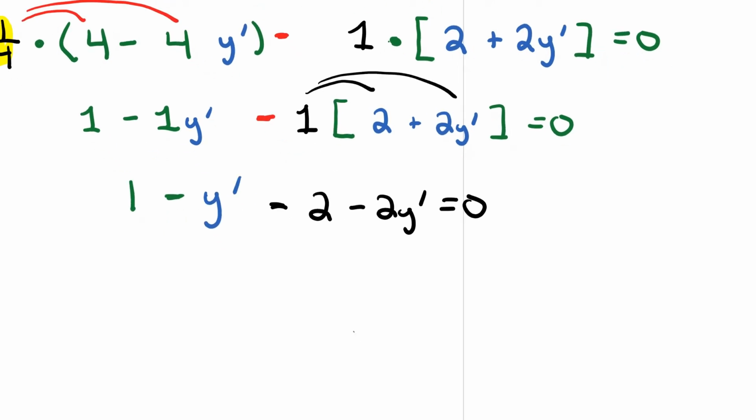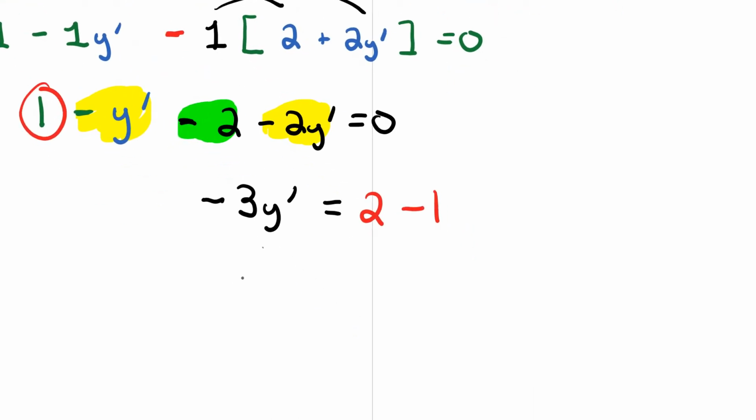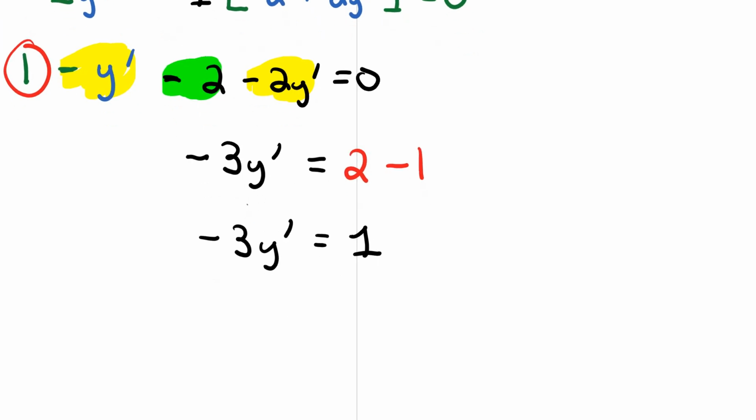Okay, so this is looking pretty good now. I have a negative y prime and a negative 2y prime, so that's going to be negative 3y prime equals 2. And then this negative 2 will come over as a positive 2, and this 1 will come over as a negative 1. And if I keep on going here, I have negative 3y prime equals 1. And if I simplify here, y prime would equal negative 1 over 3. All right, so that's the answer for that particular question.